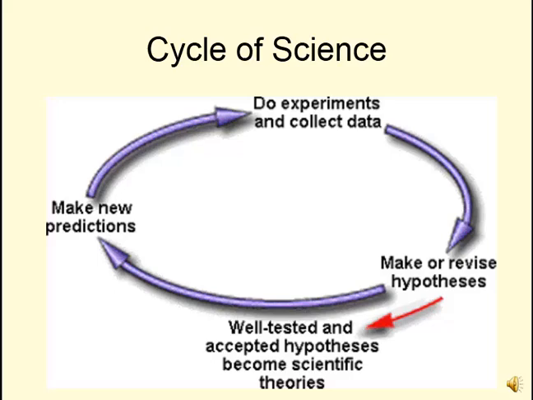The way that most philosophers of science viewed it for a long time was as progressing in this orderly fashion, where we have some well-tested and accepted hypotheses that are our scientific theories that we use to make new predictions and collect data and do experiments that allow us to either support the theory or revise the theory or develop new hypotheses that we then test some more and become well accepted and become scientific theories, and it goes on and on. Science is really this cumulative sort of process of gathering information.